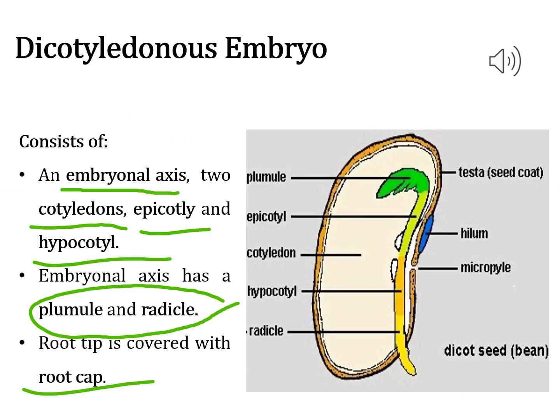Dicot embryo, or dicotyledonous embryo. It has an embryonal axis and two cotyledons. The portion of the embryonal axis above the level of the cotyledons is the epicotyl, which terminates with the plumule. The plumule gives rise to the stem. The cylindrical portion below the level of the cotyledons is the hypocotyl, which terminates with the radicle. The radicle gives rise to the root system. The root tip is covered with the root cap.